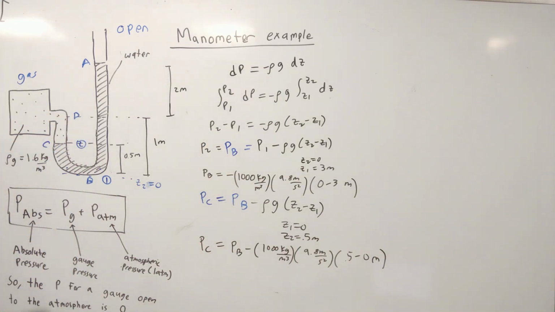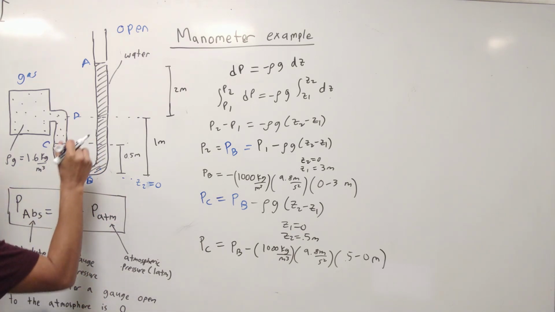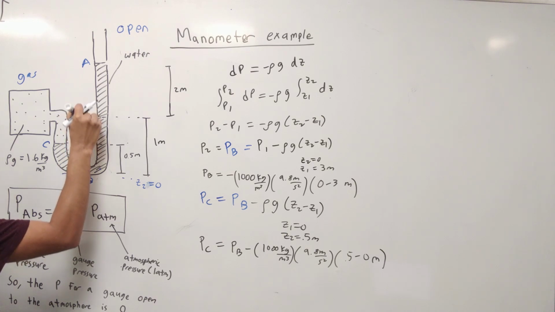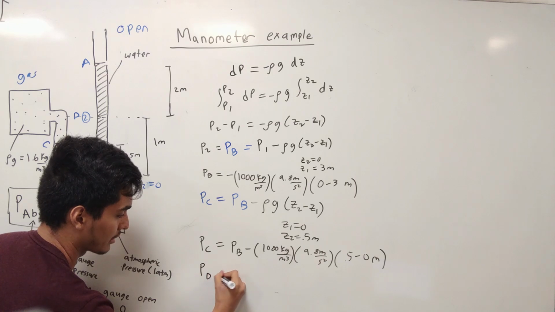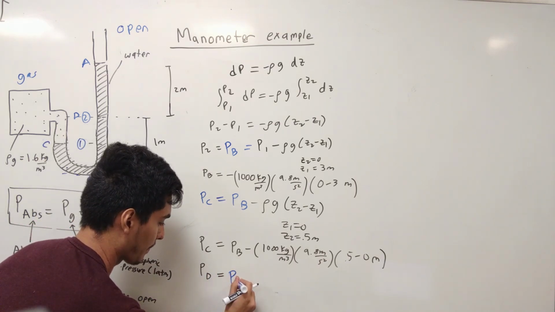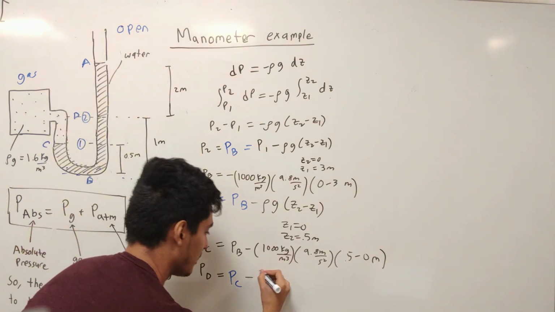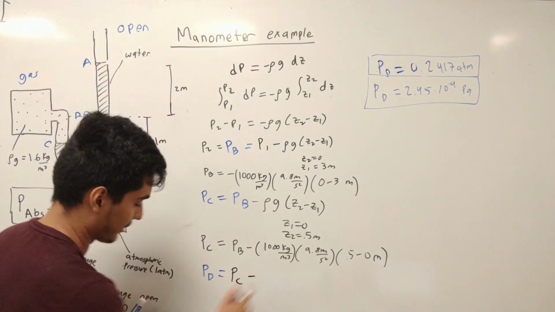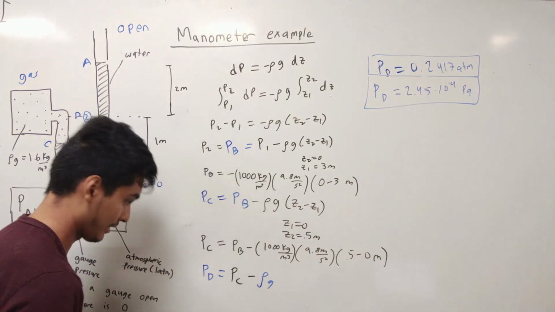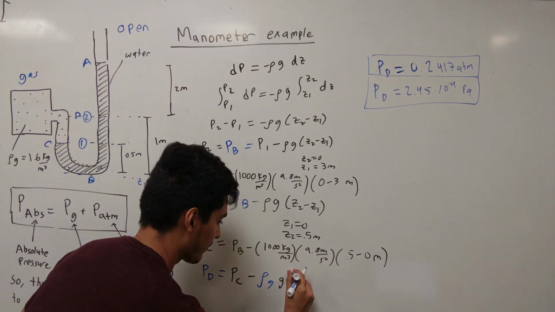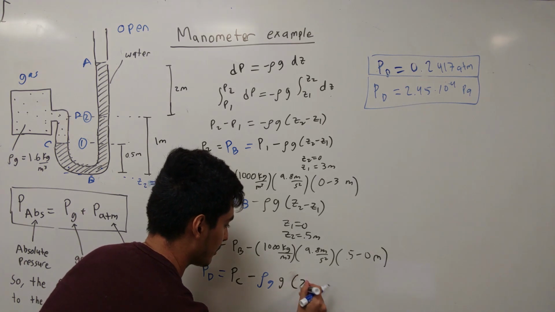And finally, PD. So we're going to erase this 1, and we're going to erase this 2. So now this is our new 1, and this is our new 2. So our PD is going to be equal to our PC. Minus, careful with this density. So this is actually going to be the density of the gas, right? Times G. And this is going to be our new Z2 minus Z1.